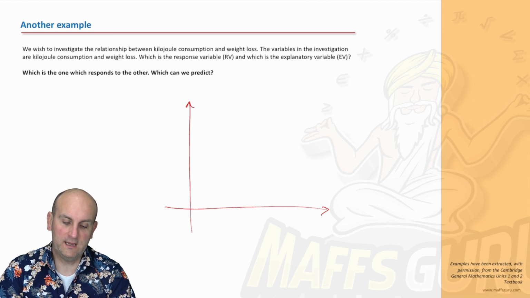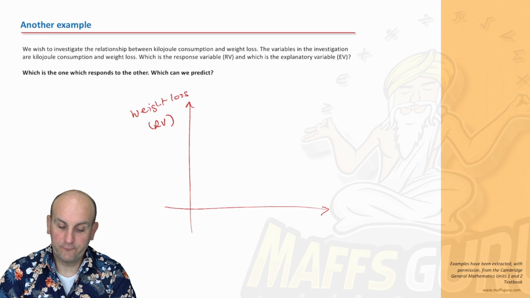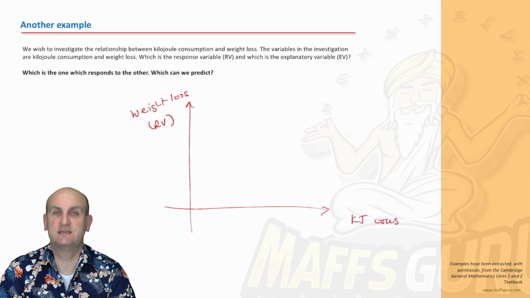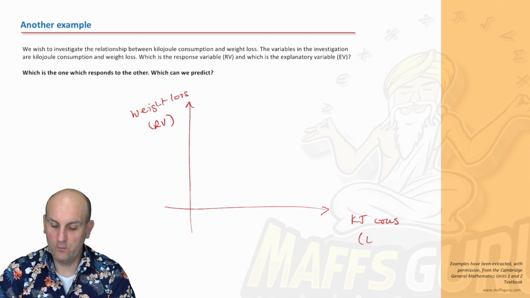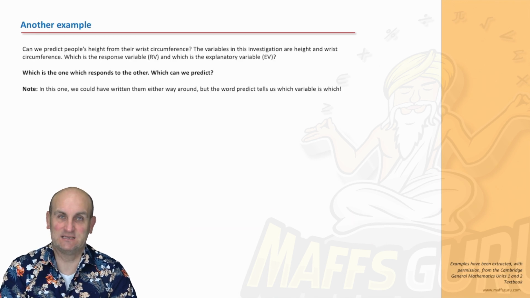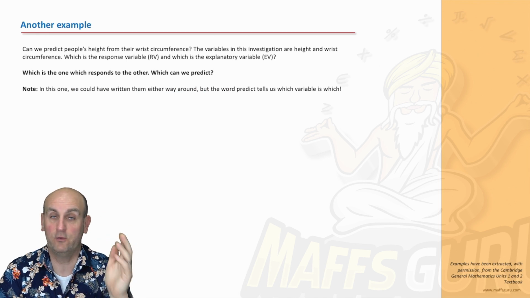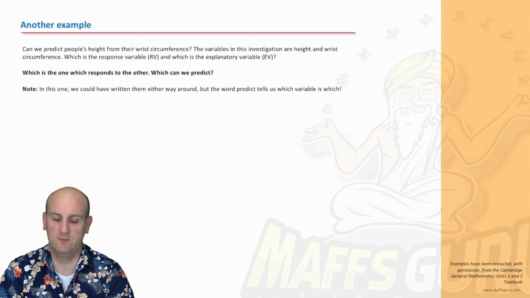What can we predict? Well, I think we can predict the weight loss, which is now my RV, from my kilojoule consumption. I'm just going to write it as KJ cons, because it takes too long to write, and that would be my EV. Now, sometimes it is a little bit unclear because some of them can actually be written the other way around or swapped, and you're like, oh, hold on a moment.